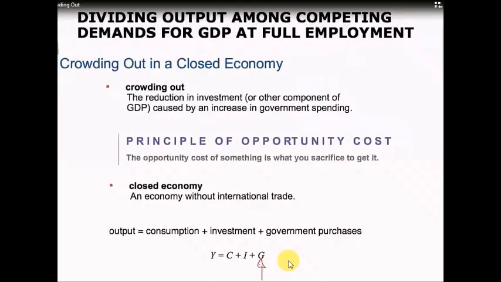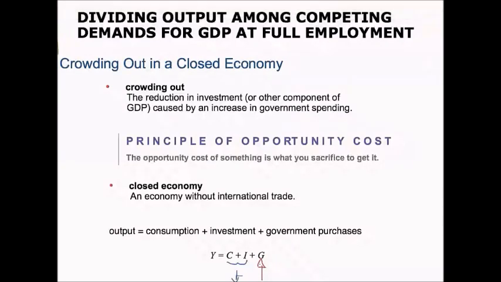If that's the case, and government expenditures rises, well, we must have a drop in the other things that make up output in order to make it still the same level of output. This is called crowding out. It's a reduction in investment or some other component of GDP caused by an increase in government spending. And the reason this happens is because output in the long run, or in our classical model, is fixed at full employment. So when we get an increase in one component of output, the other components must fall.